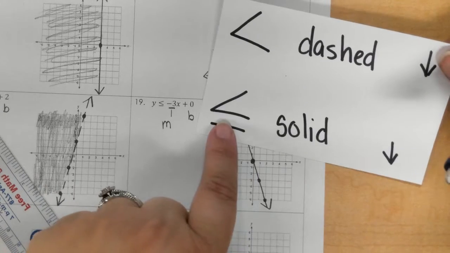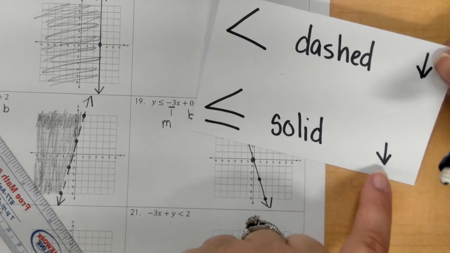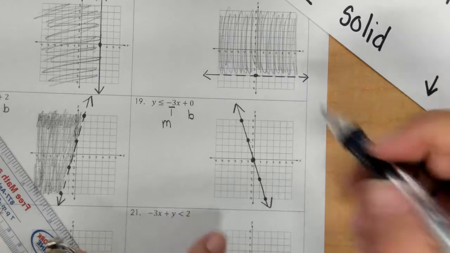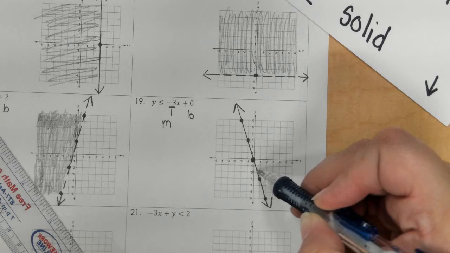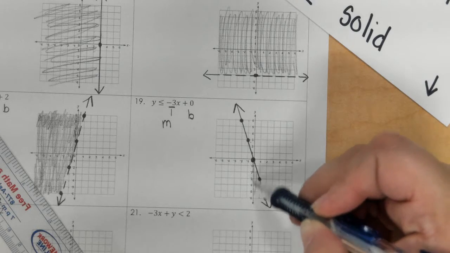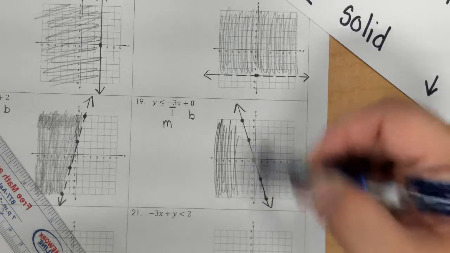Okay. If it's less than, you're going to shade down. So I go to where I began, and I draw a little line down, and I see that all of this part of my graph would be shaded. So we go ahead and just shade that in.